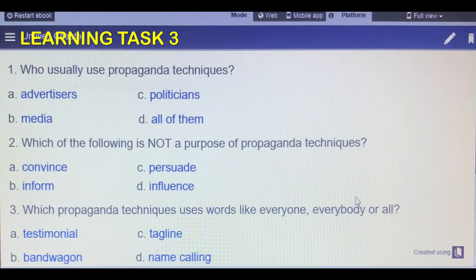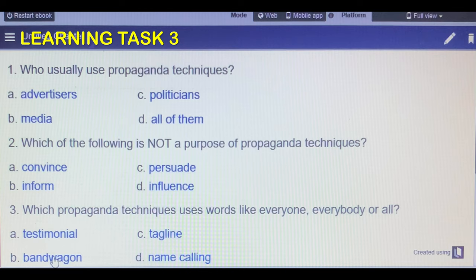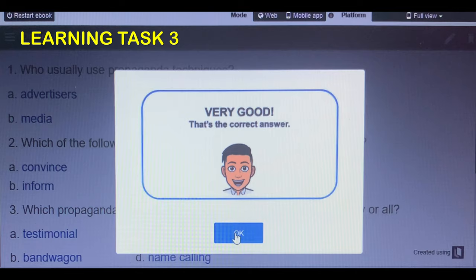Is it B. Bandwagon? Very good. That's the correct answer.